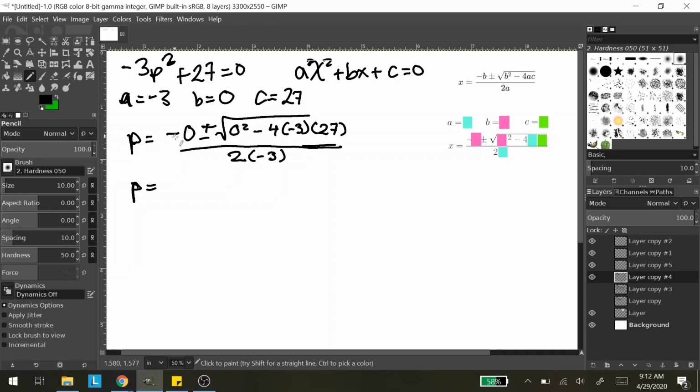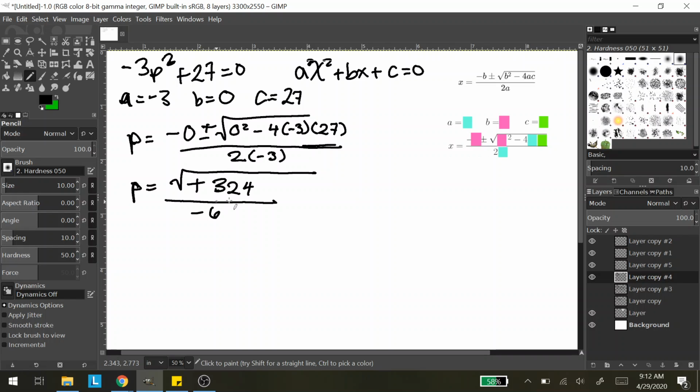The entire front of the equation is 0, so I don't have to write it. I'm going to have my square root. Well, I've got 0, don't need to write that down. Negative times negative is a positive. 4 times 3 times 27. Pulling out my calculator. Comes out to 324 all over negative 6.